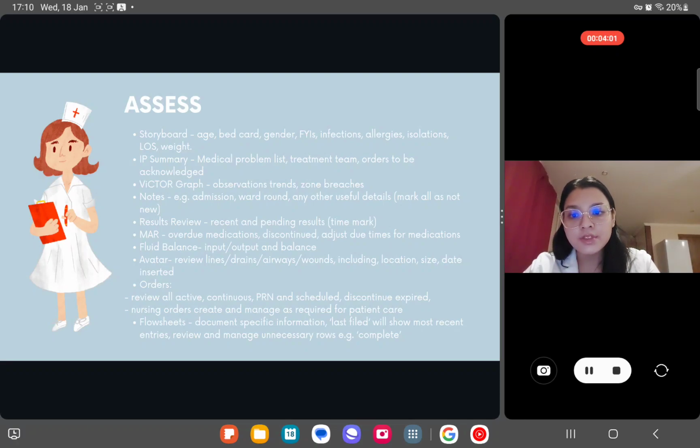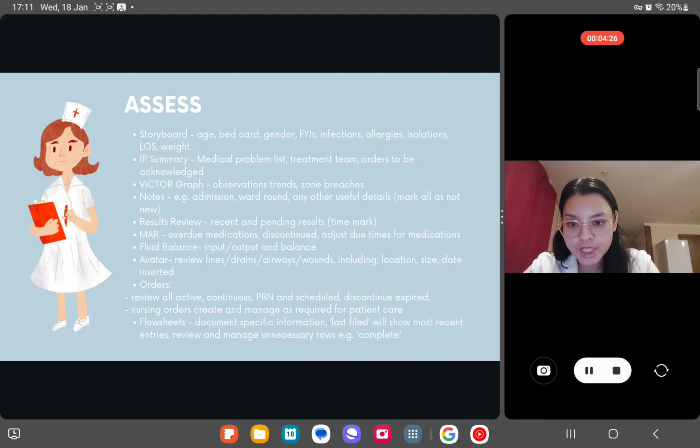Another detail is avatar, in which lines are reviewed, the drains, airways, wounds, and including the location, size, date inserted, and also orders. In orders, we have to review all active, continuous PRN and scheduled, and also discontinue expired. Nursing orders create and manage as required for patient care.